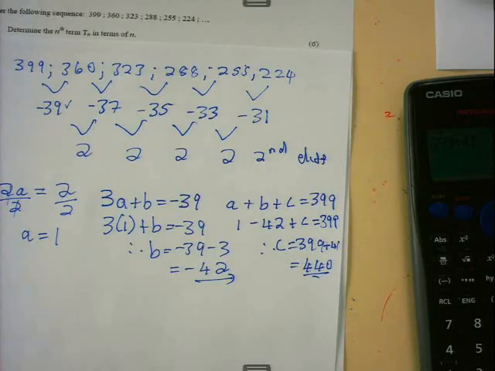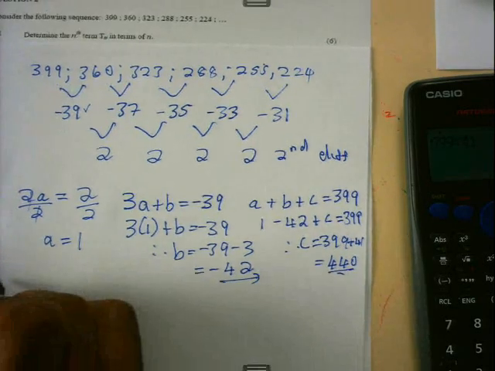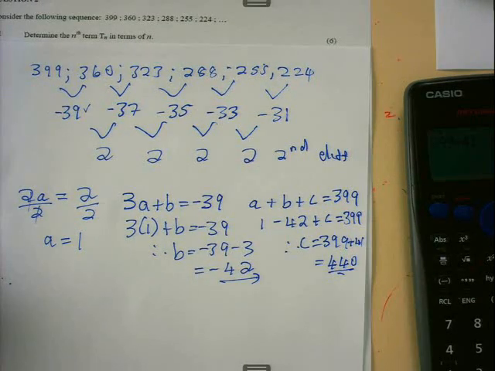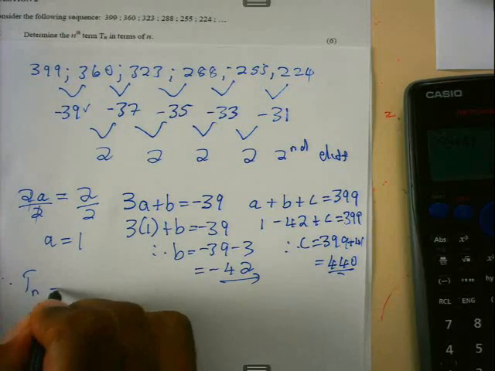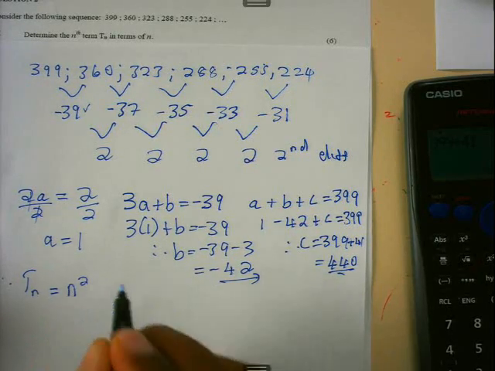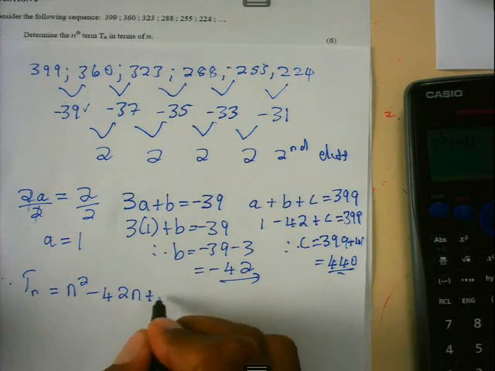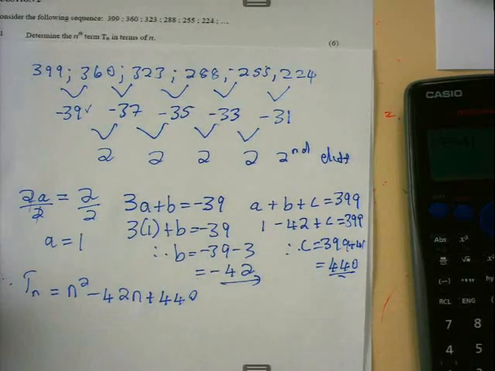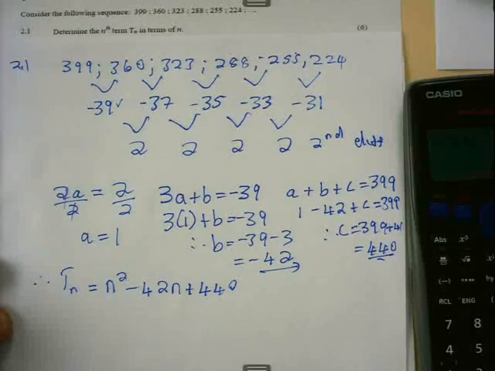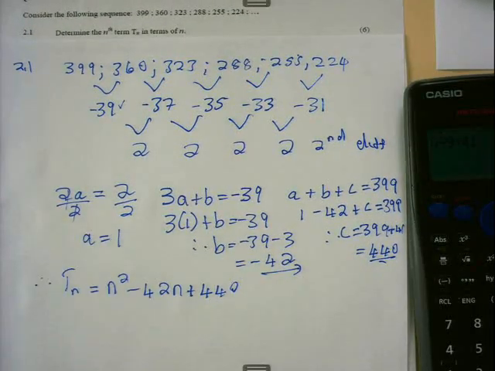Boys and girls, look at this smile now. I can see you are happy with the value of A, the value of B, as well as the value of C. Very, very important. Now we can end this to say the final answer here is therefore Tn is equal to n squared minus 42n plus 440. That is 2.1, the nth term Tn of the sequence in terms of n. Very, very important.